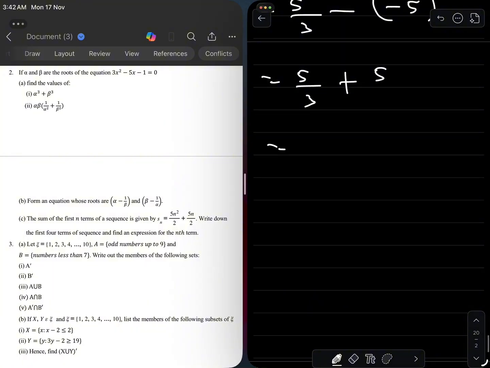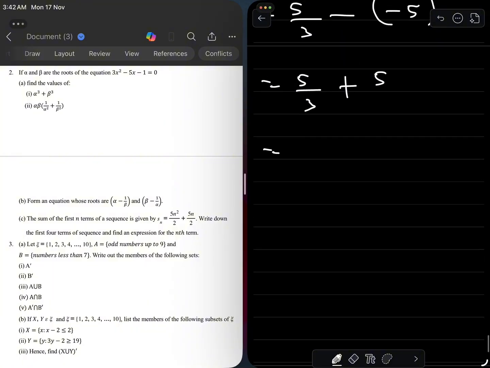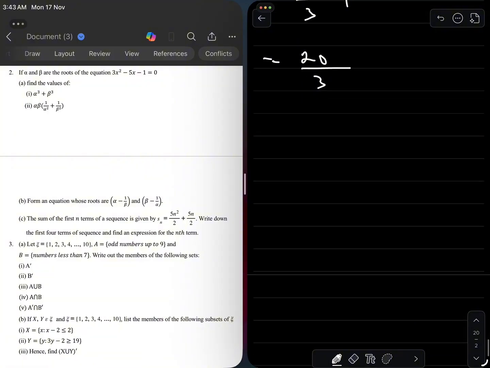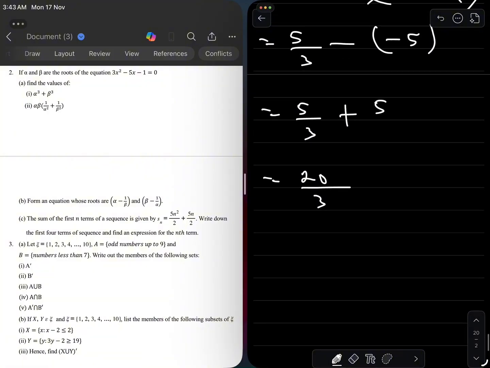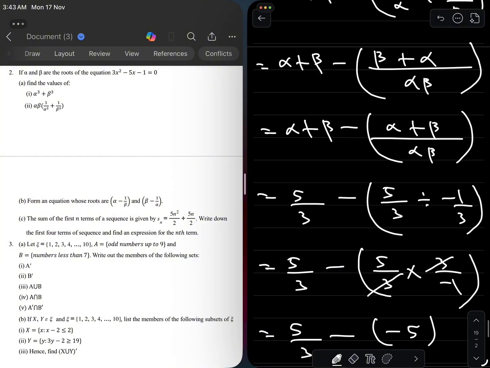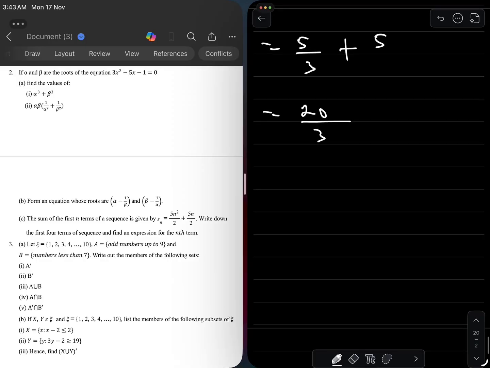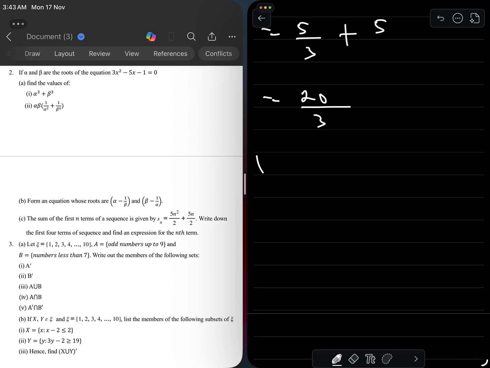And that simply means 5 over 3 plus 5. That, let's see, that's 20 over 3. And that's the answer, very, very simply. So we go, no, okay, that's not the answer. This is the sum of the roots. So sum of roots equals 20 over 3. Now we go to product of roots.